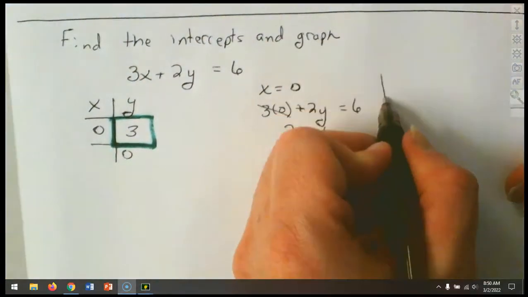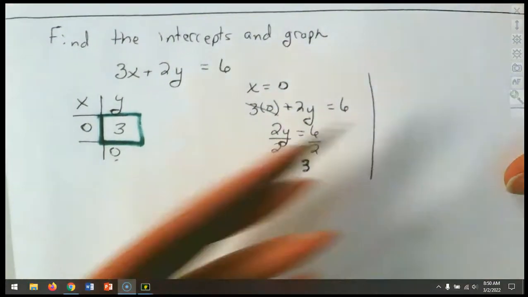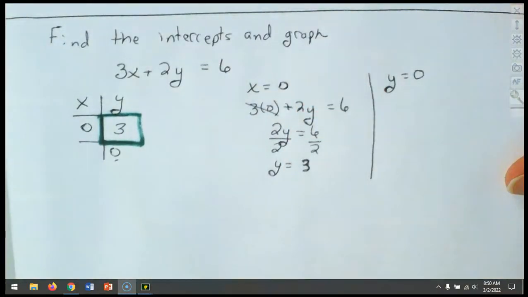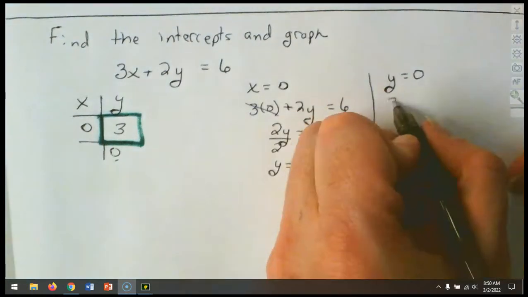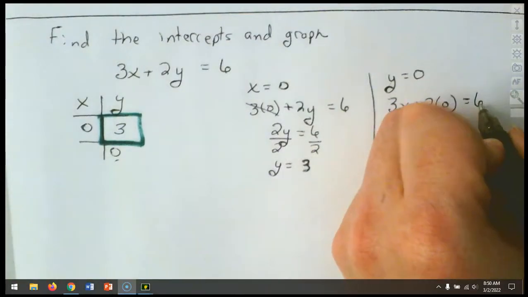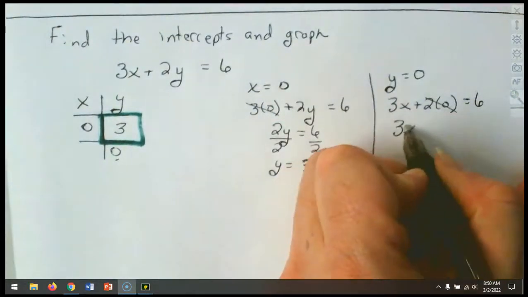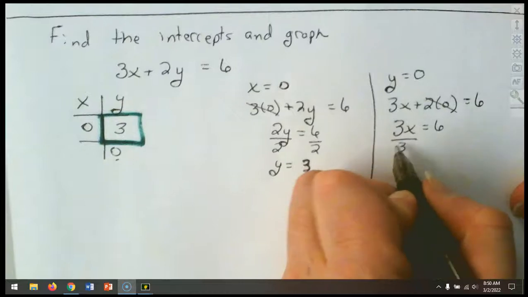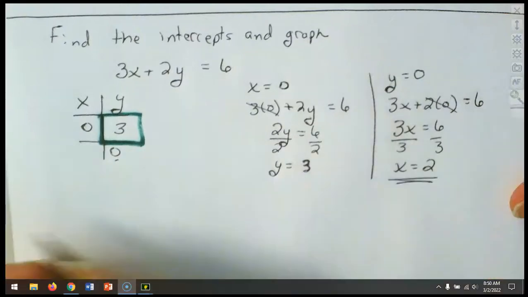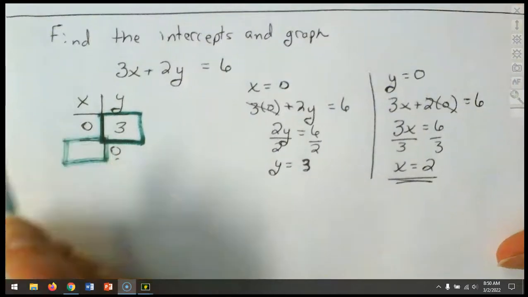And what about the other one? Well, the other one, what do we have? We have, in this case, y equals 0. So if I plug in y equals 0, what does that give me? That gives me 3x plus 2 times 0 equals 6. 2 times 0 is 0. That's gone. 3x equals 6. We'll divide by our 3. And now we've got x equaling 2. Okay, those are our intercepts.